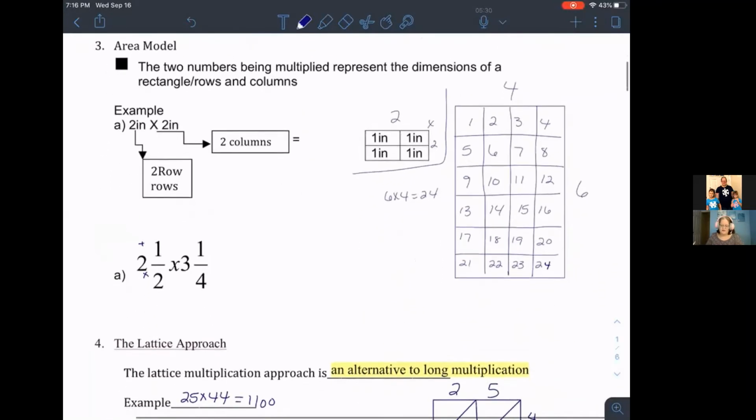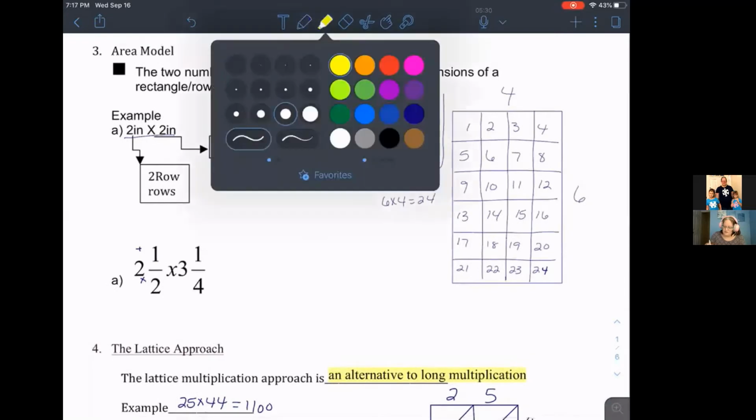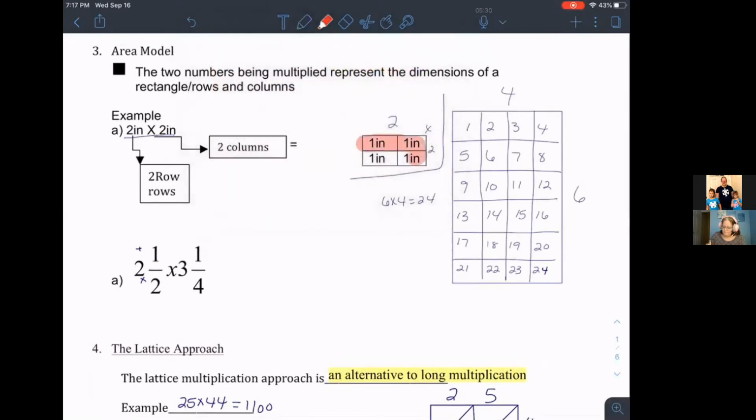All right, so we have the area model. The two numbers being multiplied represent the dimensions of a rectangle, rows and columns. She has this example, 2 inches by 2 inches. So you have 2 rows by 2 columns, which she has labeled over here. If you count each space in between, it's 1, 2, 3, and 4. So that would be 2 times 2 equals 4.